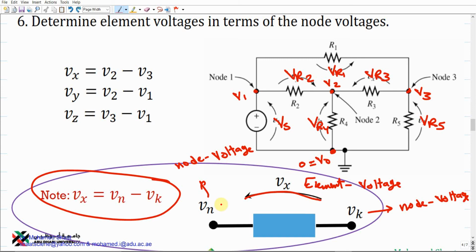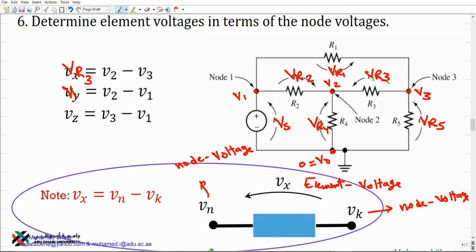Very simple. Make sense? So if we apply this, for example, to VR, let us start with VR3, according to my new definition for the different electrical elements. VR3 moves from V3 to V2, so it should be V2 negative V3. How about VR2? VR2 moves from V1 to V2, so it should be V2 negative V1. How about VR1?